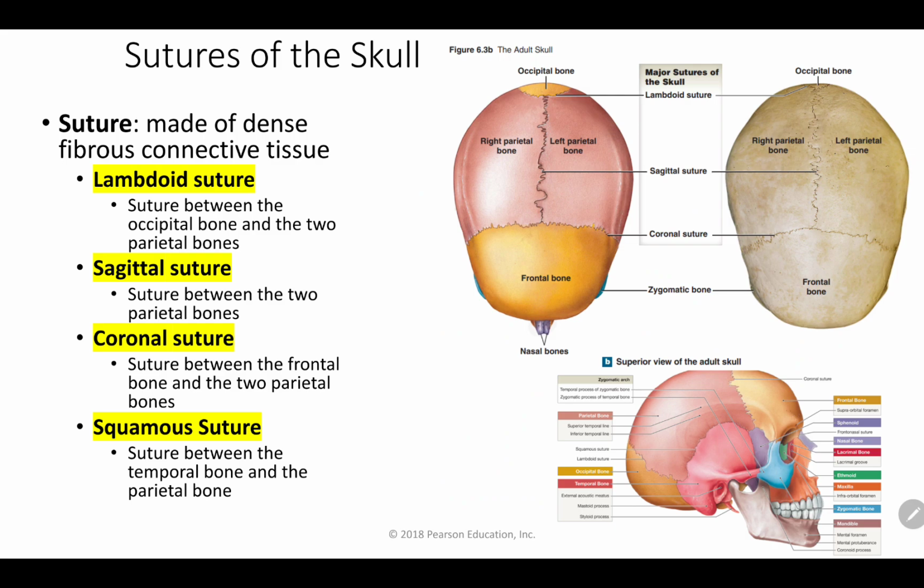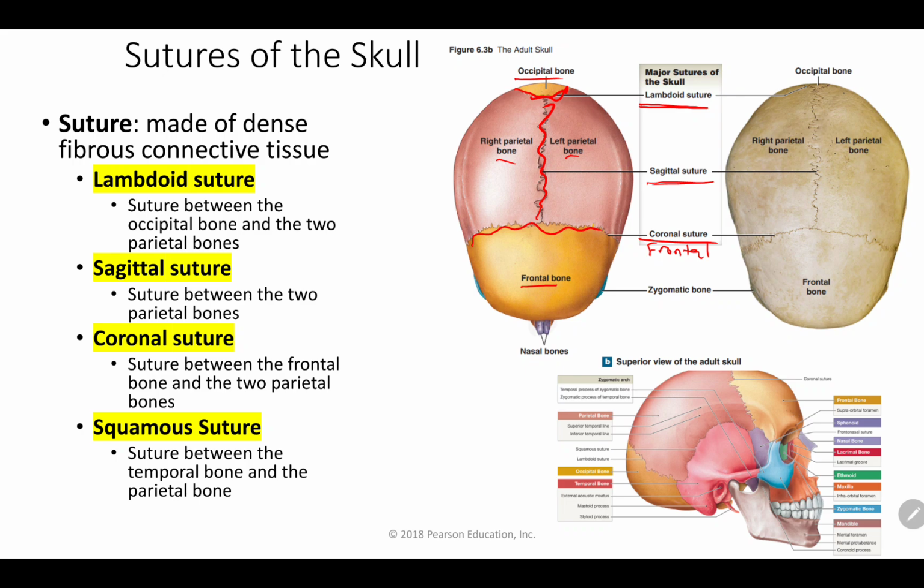Remember that the skull has these bones that are sutured together. A suture is made up of dense fibrous connective tissue, so these are examples of a synarthrotic joint. Remember these sutures, every single one. Between the frontal and the parietal bones, we have the coronal suture, also called the frontal suture. Between the parietal bones, the sagittal suture. Between the parietal bones and the occipital bone, the lambdoid suture. Remember that lambdoid suture as well.